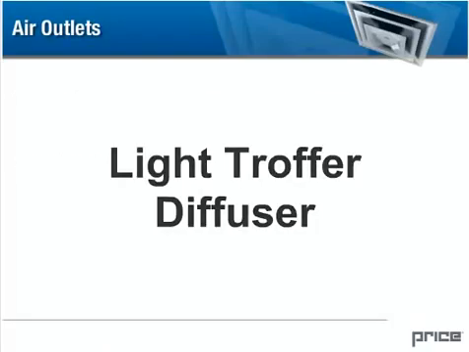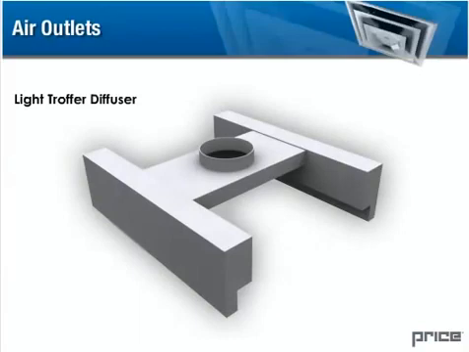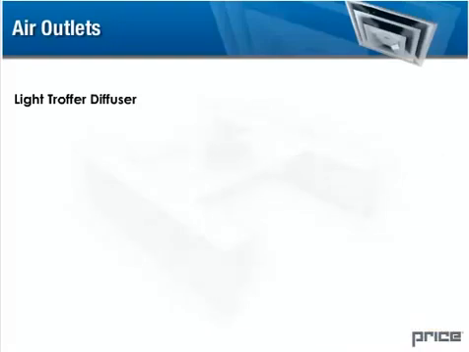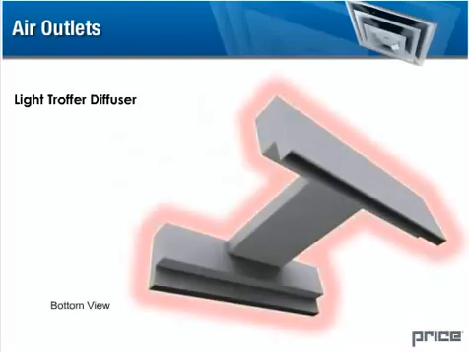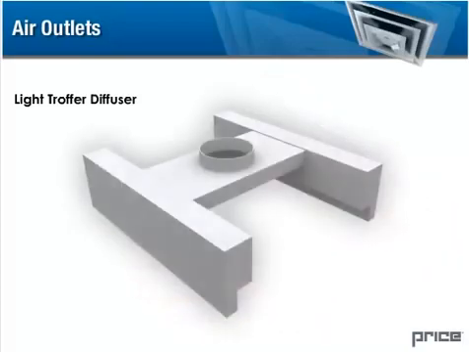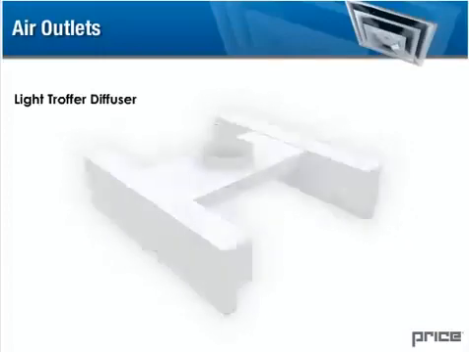Light troffer diffuser. Light troffer diffusers are designed to integrate with commercially available light fixtures in suspended ceiling systems. The troffer consists of a plenum section, air slot, and pattern controller. Troffers are available as single-sided or double-sided saddle units. Light troffer diffusers produce an excellent horizontal air pattern, ideal for variable air volume applications.